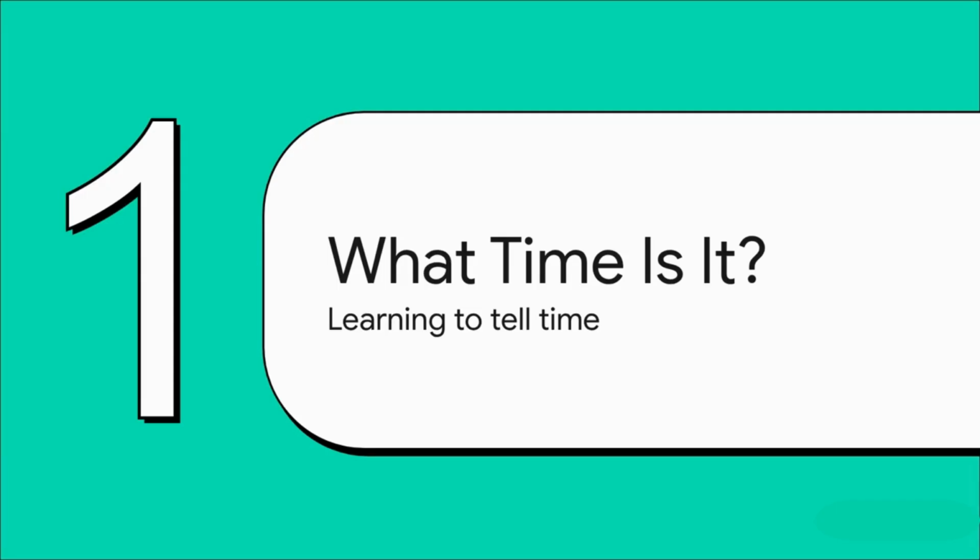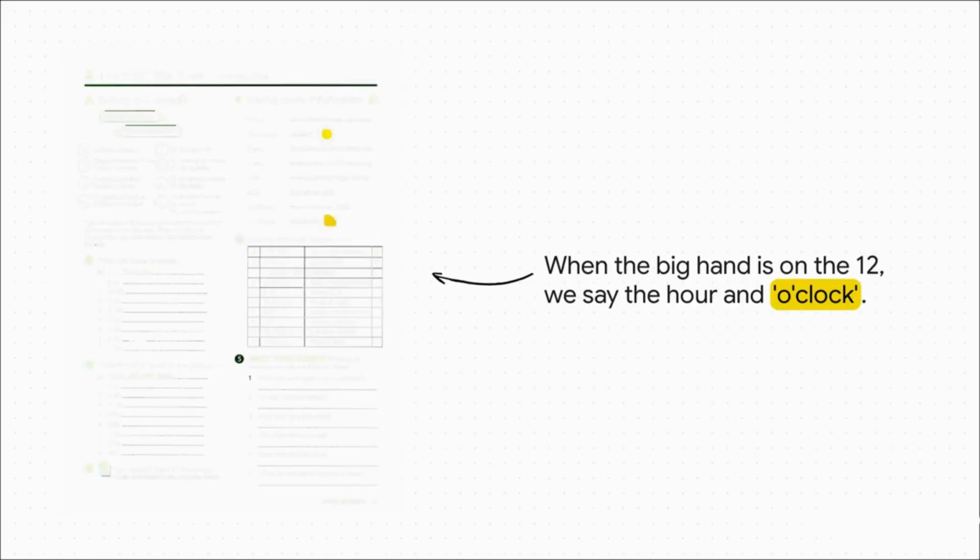Now, there are a couple of ways to talk about time in English, but don't worry, we're going to start with the easiest one. Okay, so when that big hand points straight up to the 12, it's super simple. We just say o'clock. You say the number of the hour and then o'clock. So if the little hand is on the 4, we say it's 4 o'clock. Easy, right? How about you try one? What if the little hand is on the 9? Yep, you got it. 9 o'clock.